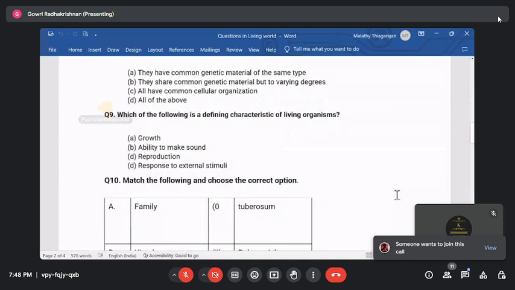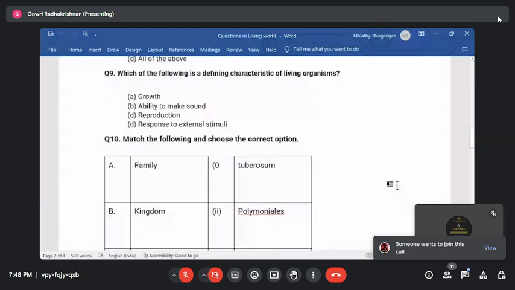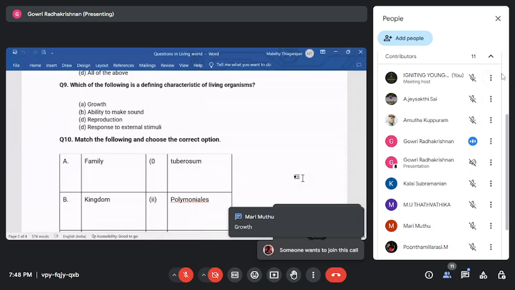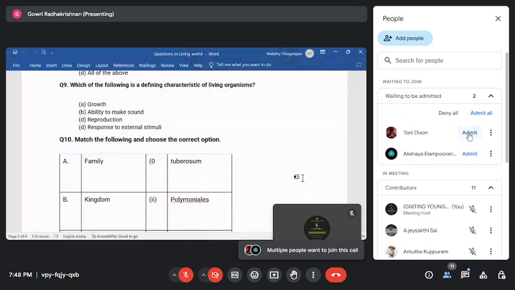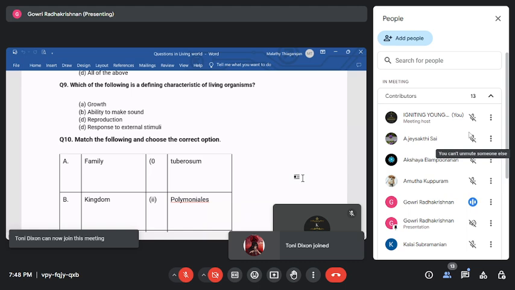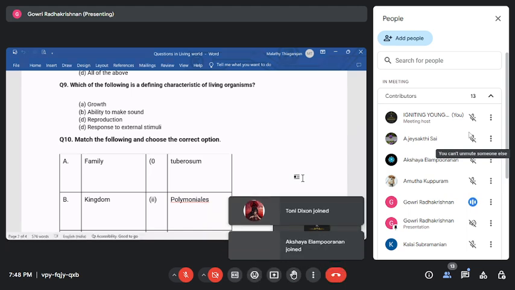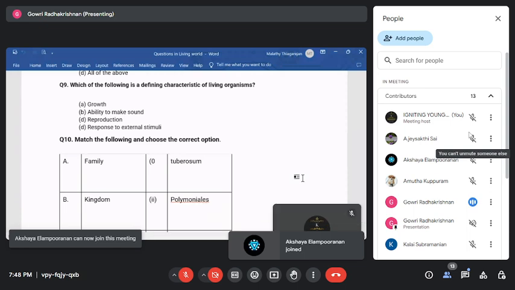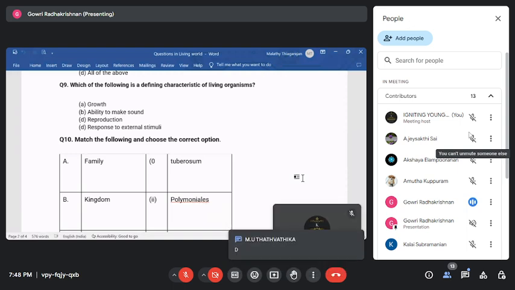All right, we move to question 9. Which of the following is a defining characteristic of living organisms? Growth? No, growth. See, here I should tell you. Growth and reproduction, even non-living things have them. Growth in living organisms happens internally, but non-living things also grow externally. For example, if you take a dump area and you keep dumping waste, it keeps growing. So that is also a kind of growth.